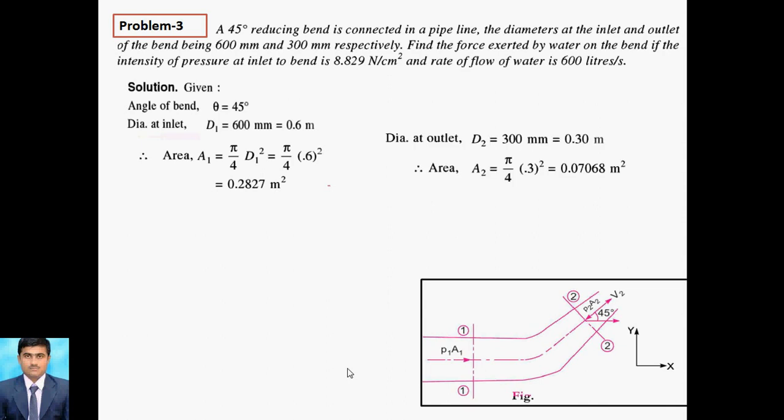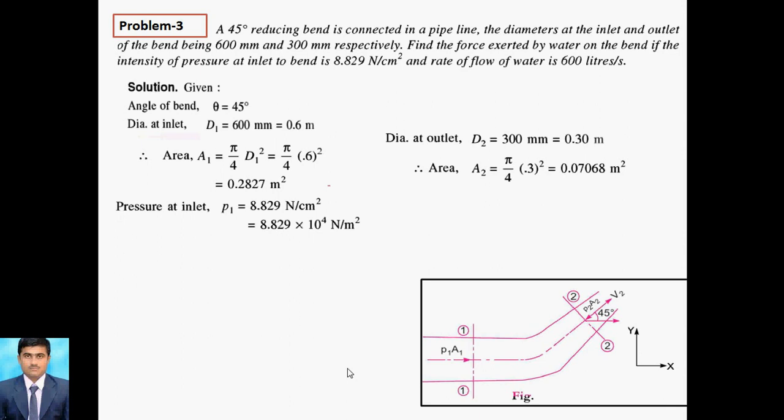Then, as we know, the diameter D2 is 300 mm. Convert this into meters, 0.3 meter, and find the area, that is pi by 4 D squared. That's why we get the value 0.07068 meter square. Then the pressure at the inlet is 8.829 Newton per centimeter square. Convert it into Newton per meter square, so we multiply by 10 raised to 4.